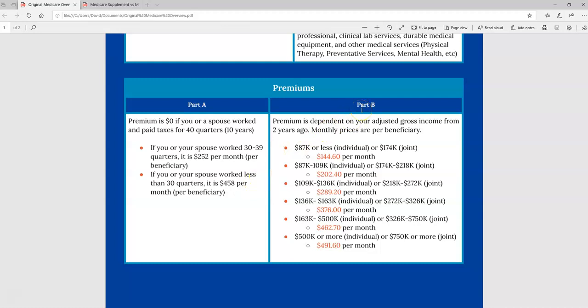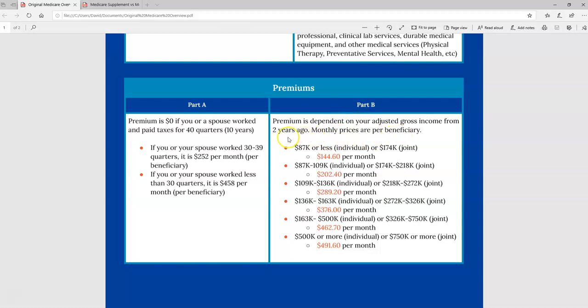Part B, that premium is much different than Part A and how it is calculated. Part B's premium is dependent on your adjusted gross income from 2 years ago. And so it's important that you keep track of your income as you are transitioning from working to retirement and being on Medicare, because the income that you have is going to determine your Part B premium. Make sure you're keeping track of what income bracket you're going to fall into, so you can budget accordingly for your Part B premium. Again, these monthly prices are per beneficiary.